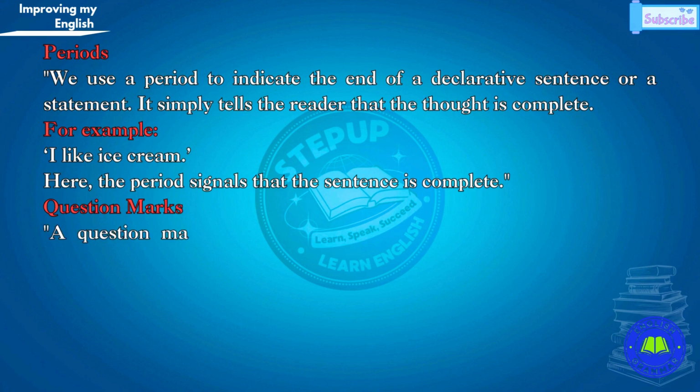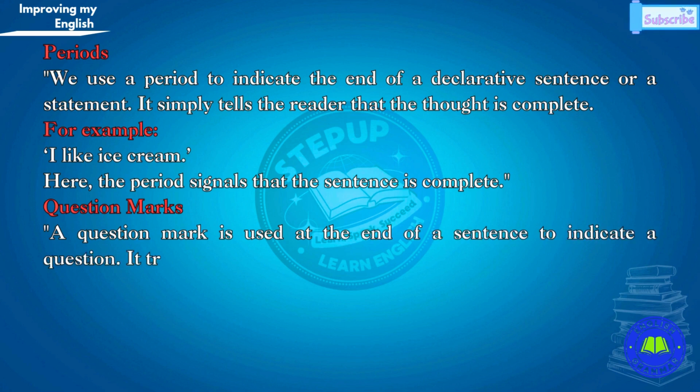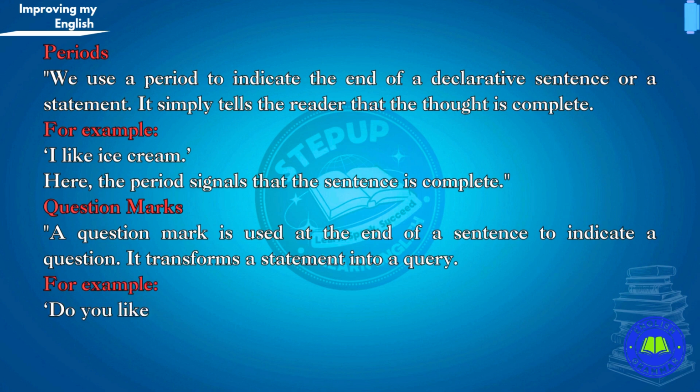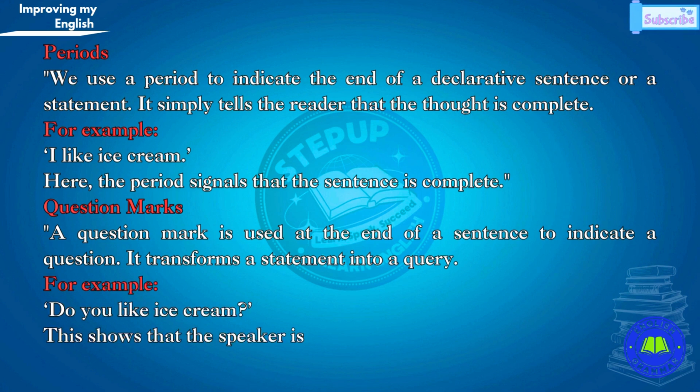Question marks. A question mark is used at the end of a sentence to indicate a question. It transforms a statement into a query. For example, do you like ice cream? This shows that the speaker is asking for information.